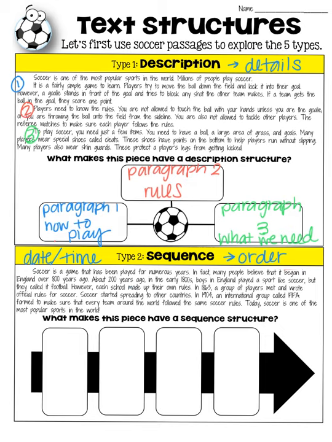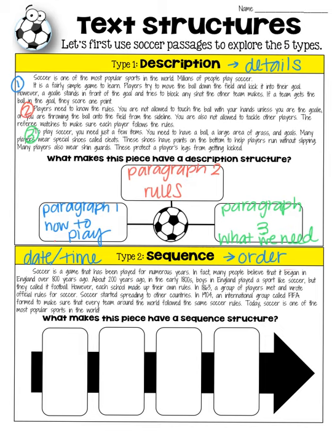Soccer is a game that has been played for numerous years. In fact, many people believe that it began in England over 800 years ago. About 200 years ago, in the early 1800s, boys in England played a sport like soccer, but they called it football. However, each school made up their own rules. In 1863, a group of players met and wrote official rules for soccer. Soccer started spreading to other countries. In 1904, an international group called FIFA formed to make sure that every team around the world followed the same soccer rules. Today, soccer is one of the most popular sports in the world.